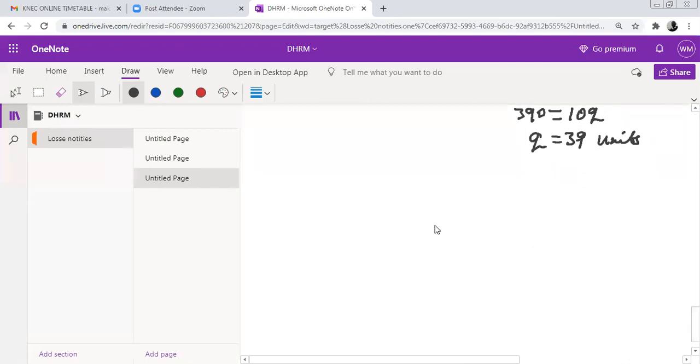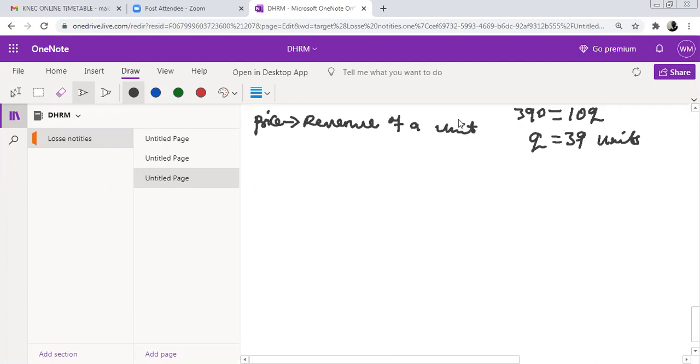I want to be clear here. Price, remember, it is the revenue of one unit. This is simply the revenue of a unit. It is the revenue of one unit.